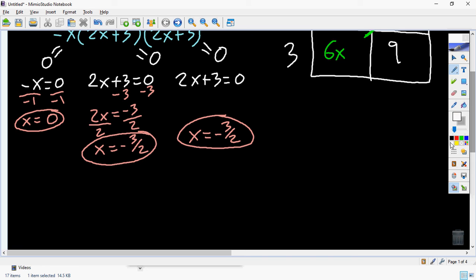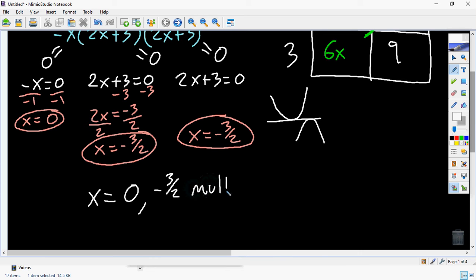Well, if you remember when we talked about that whole multiplicity, we said that if it occurs twice, it has a multiplicity of 2, which means that the graph is going to come down, touch the x-axis, and go back up, or vice versa. So I'm not going to actually leave my answers like I have them circled. I'm going to say my roots are x equals, and I'll list them out. I'll go 0, that's one of my roots, comma, another root I have is negative 3 halves, and it has a multiplicity, which I'm just going to put mult. of 2.